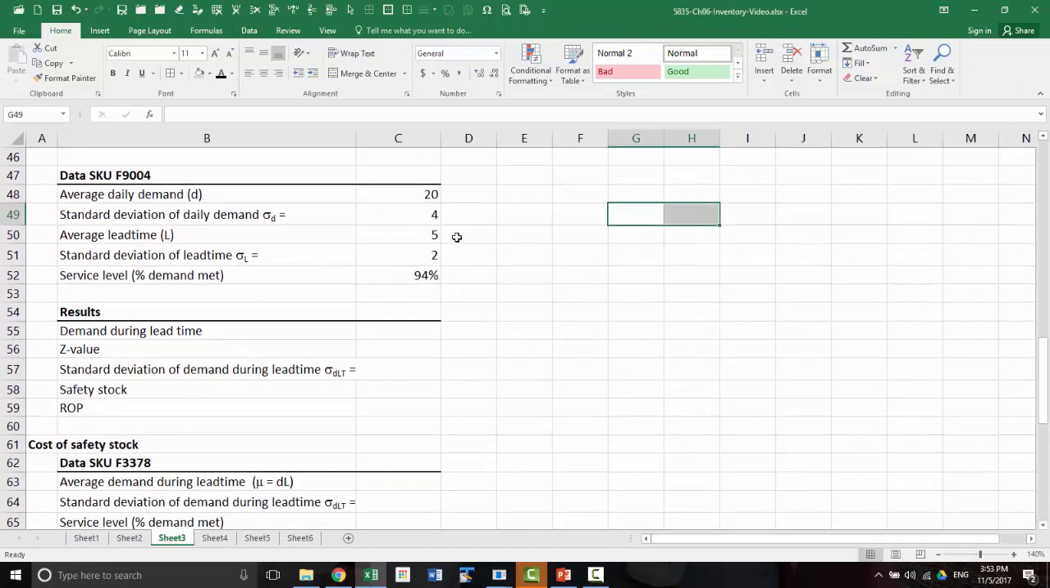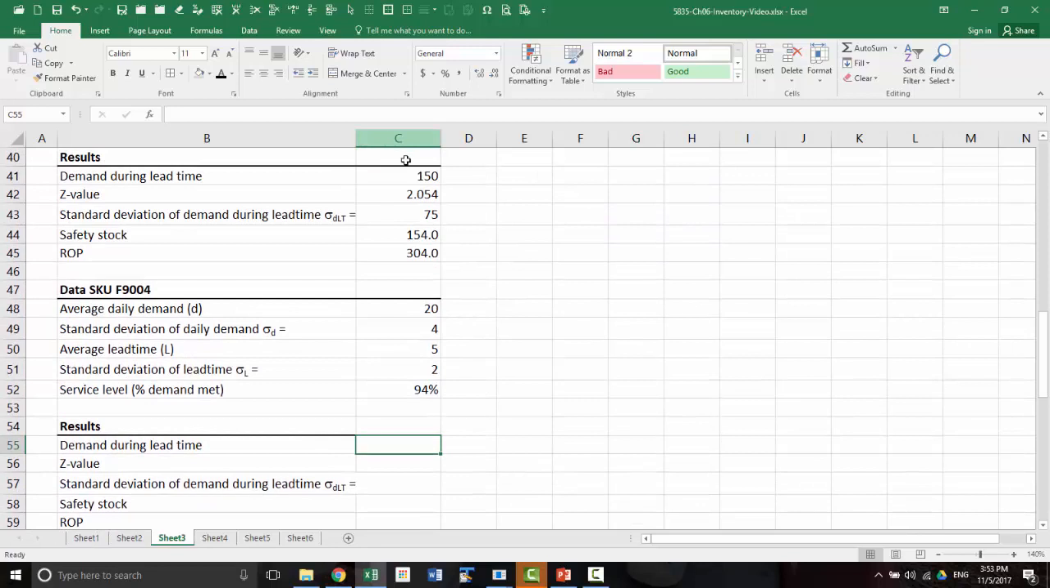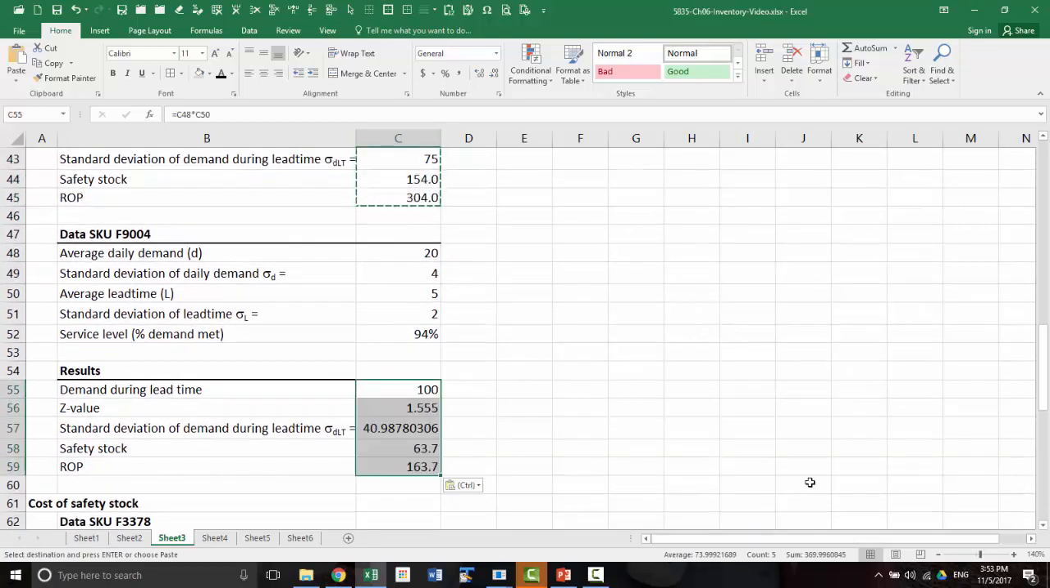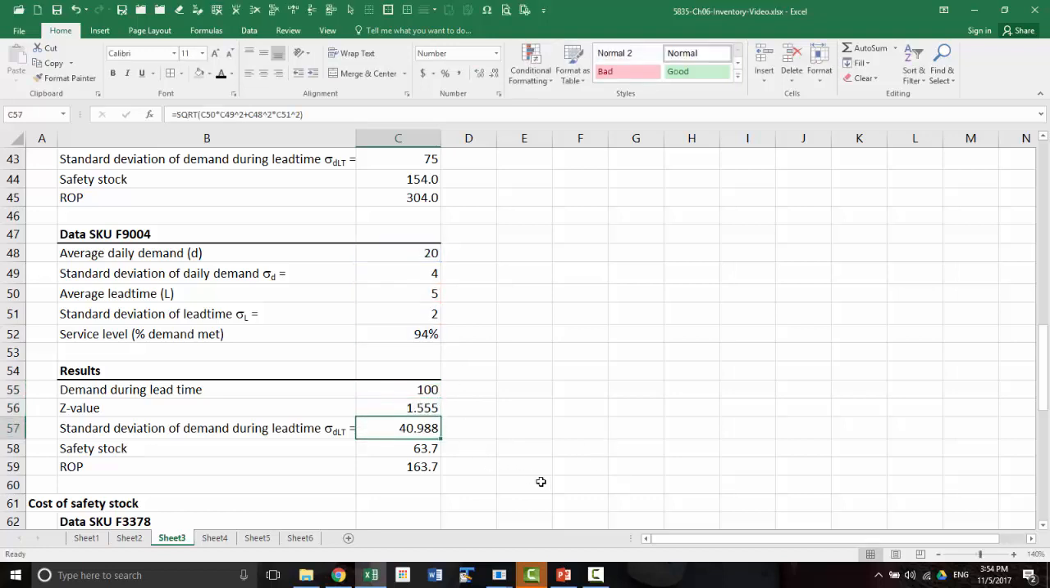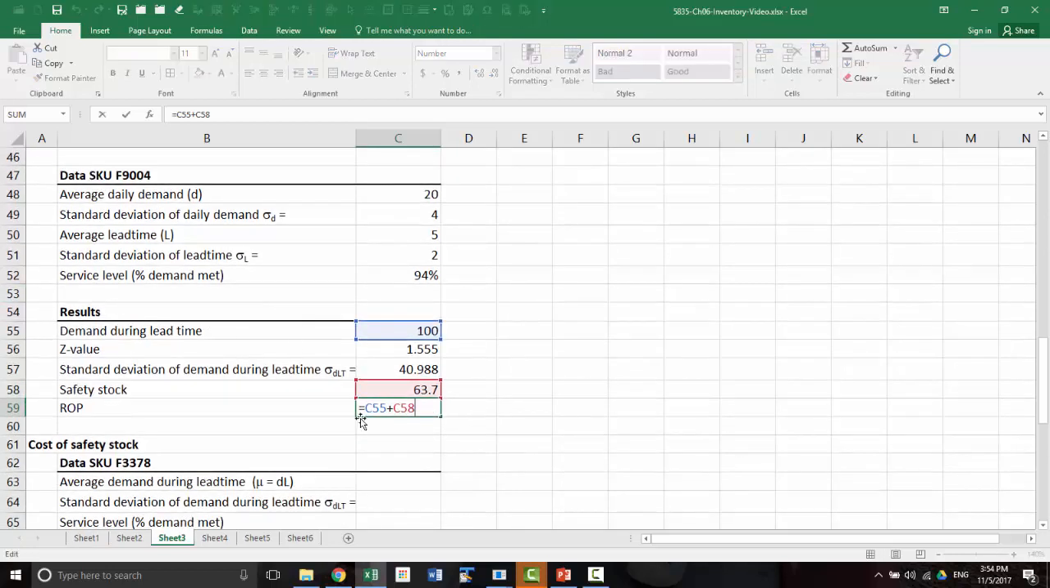And again we can copy these formulas down here, and we have the ROP. So once again, let's check it out, make sure. So D times L, Z value for 94%, then standard deviation, Z times the standard deviation is safety stock, and ROP is demand during lead time plus safety stock.